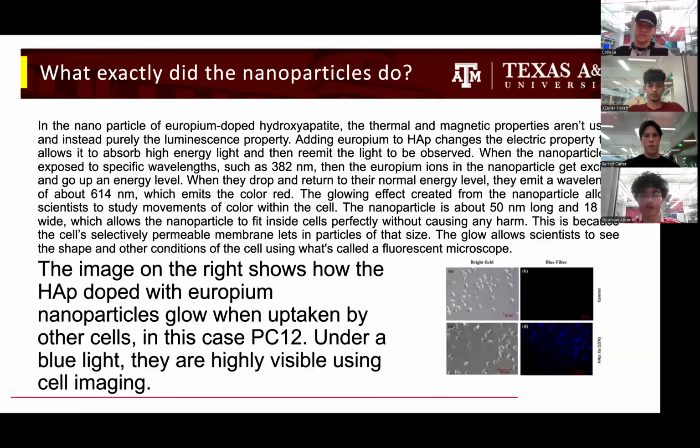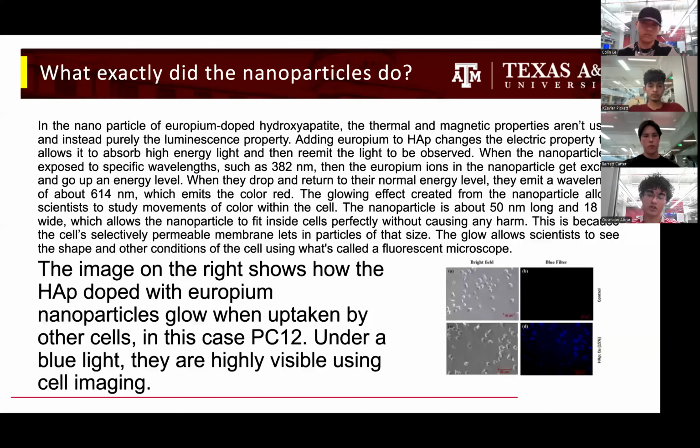The image on the right, in the bottom right, shows how these nanoparticles, HAP doped with europium, are uptaken by other cells, in this case PC12. In the top two images, it has a control variable. Nothing was injected. In the bottom two, HAP was injected. Under the bright field, you can see these HAP nanoparticles clearly. However, when exposed under the blue light filter, there is no HAP being shown.